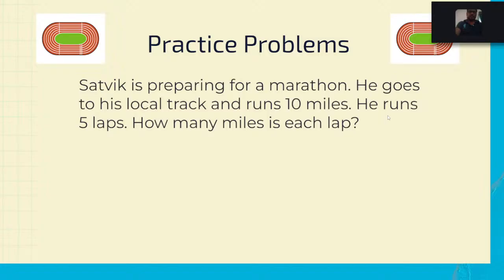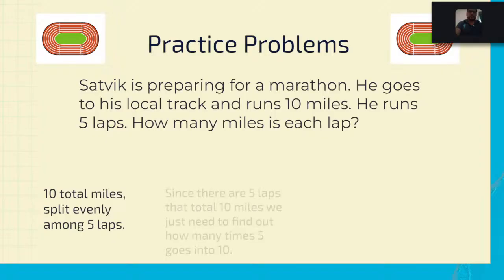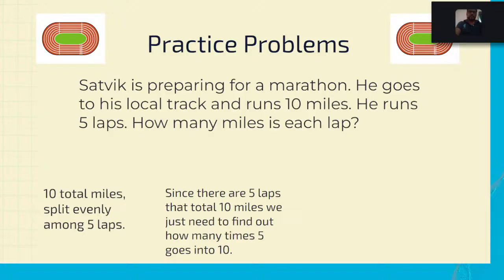Satvik is preparing for a marathon. He goes to his local track and runs 10 miles. He runs 5 laps. How many miles is each lap? So we have 10 total miles that are split evenly among 5 laps. Since there are 5 laps that total 10 miles, we just need to find out how many times 5 goes into 10.